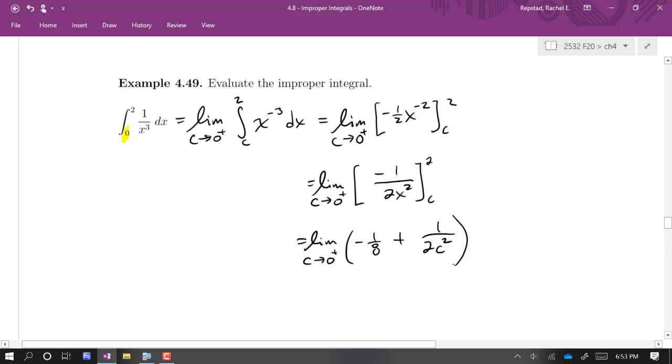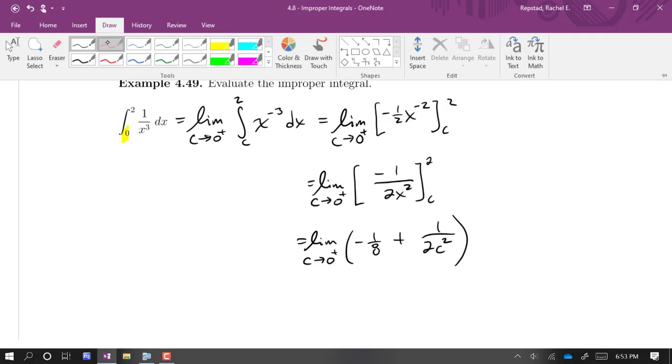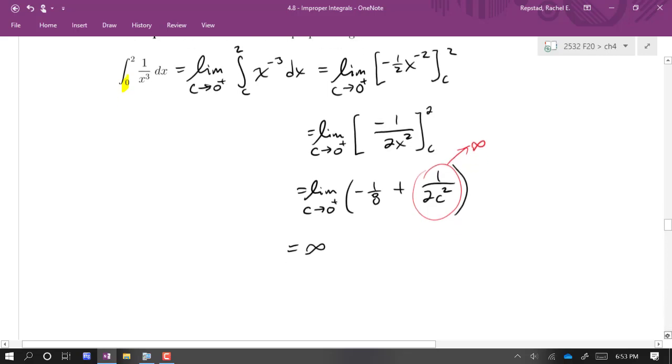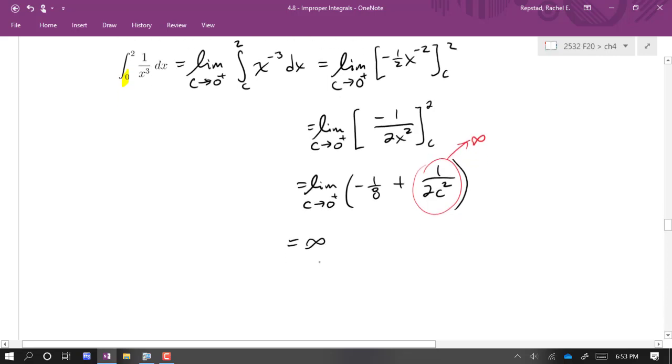Now the negative 1/8, that's a constant, that's staying put, so I'm not going to worry about that. As c approaches 0, this is a fraction where the numerator is fixed, the bottom is shrinking, getting smaller and smaller, approaching 0. So that means the whole fraction has to blow up. And so this whole limit is in fact infinity. That means that the improper integral diverges.